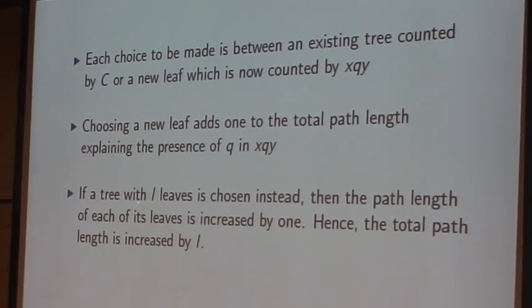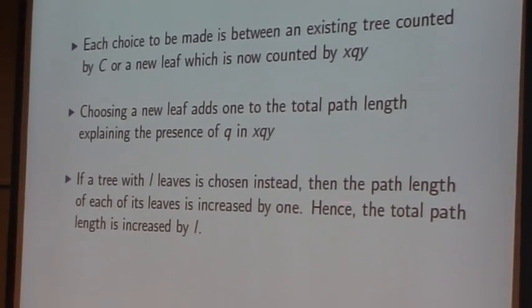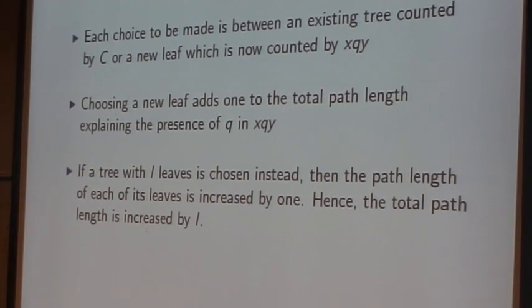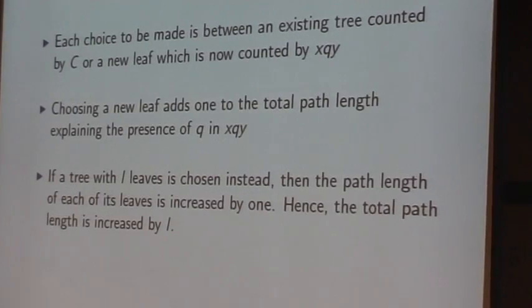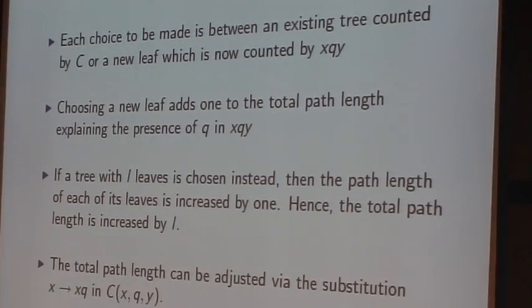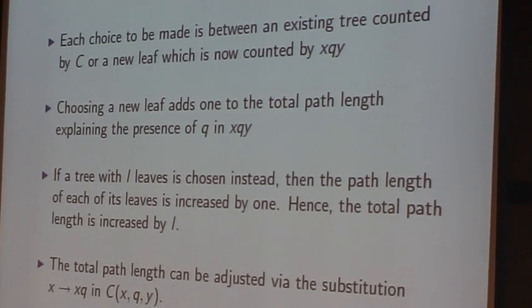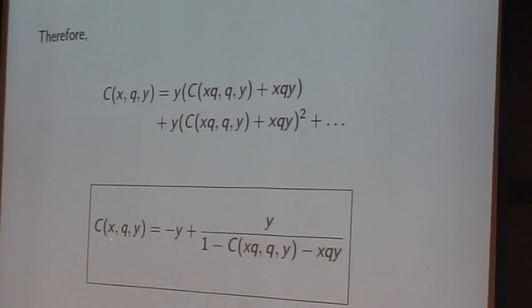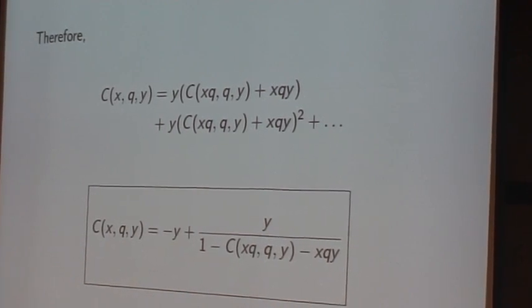And if a tree with L leaves is chosen instead, then the path length of each of its leaves is increased by 1. Hence, the total path length is increased by L. And I can make a simple adjustment of x to xq in my formula for cqy and obtain this nice expression when you add one more indeterminate in there.